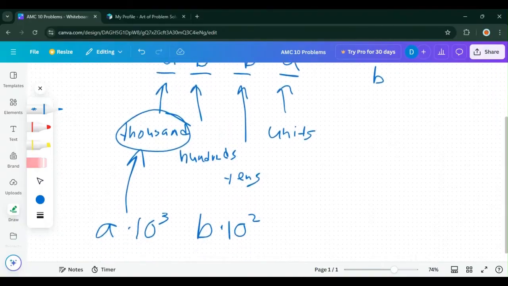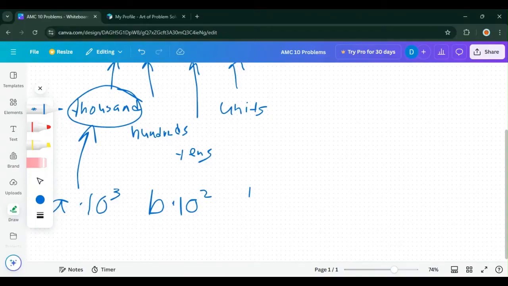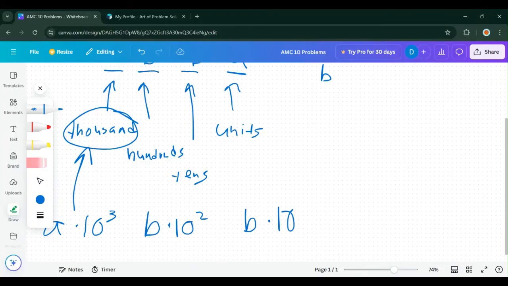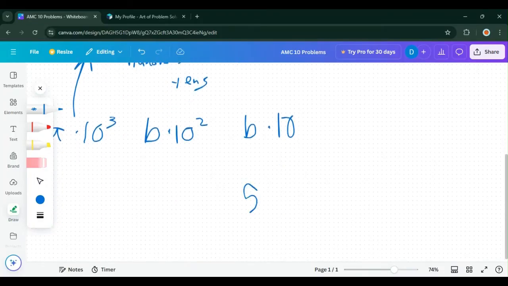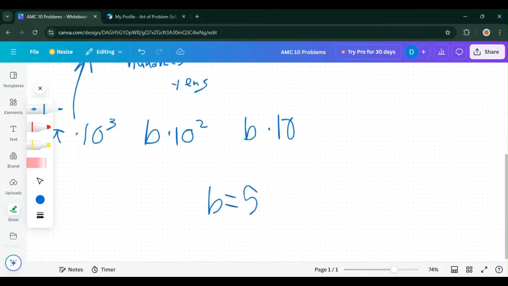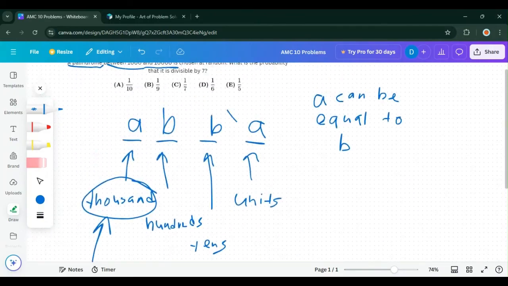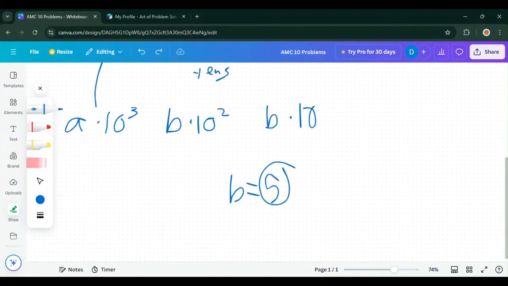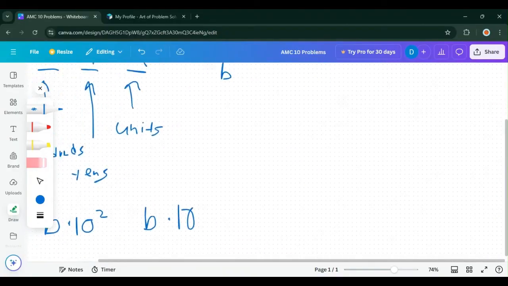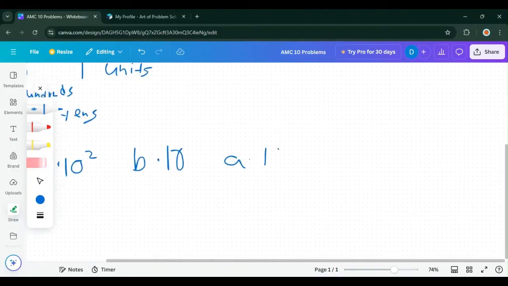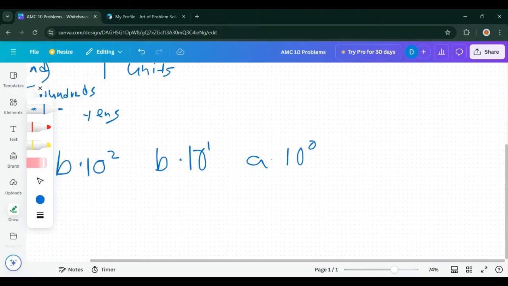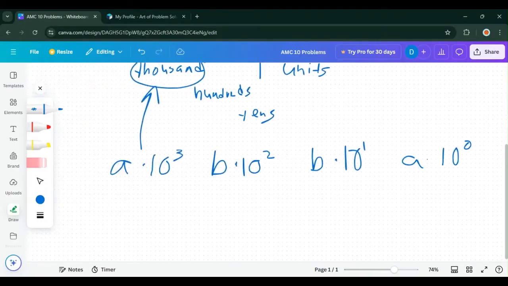Now, the tens digit, we have B again, and it's worth 10. So times 10. So if we have 5 for the digit, that means the entire tens section is worth 50. Okay. And then we can also write A as 10 to the power of 0, which is just 1, which is just A.